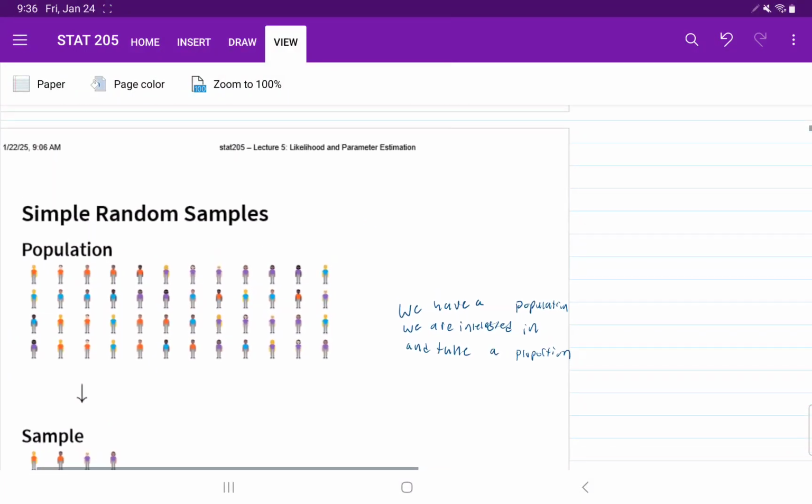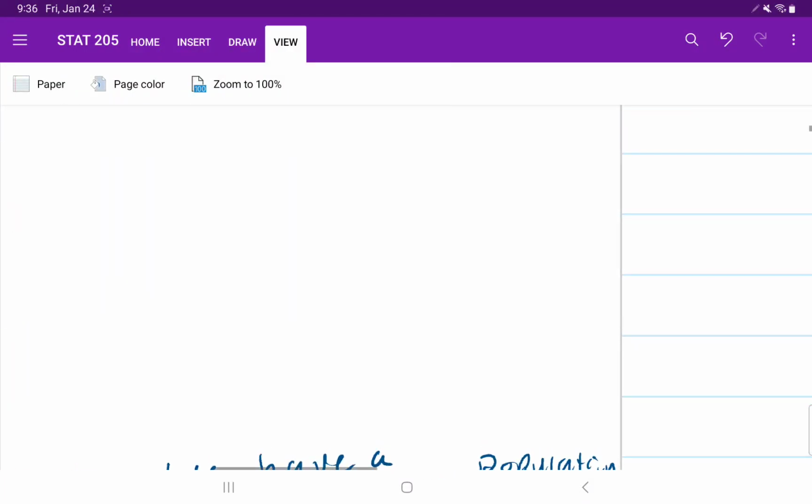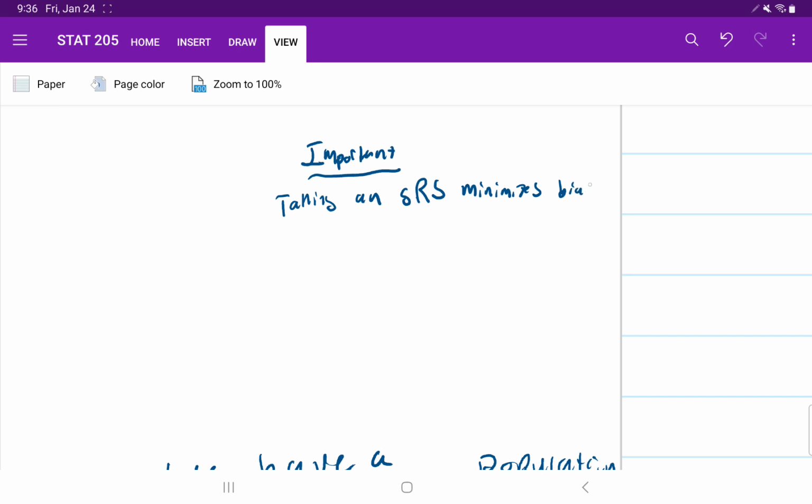Remember, at the end of the day, we want to take a sample to do inference on that population, and that inference is not going to be sound if our sample is biased. This allows us to do the statistical inferences that we're leading up to and make our results generalizable to that population that we're sampling from.